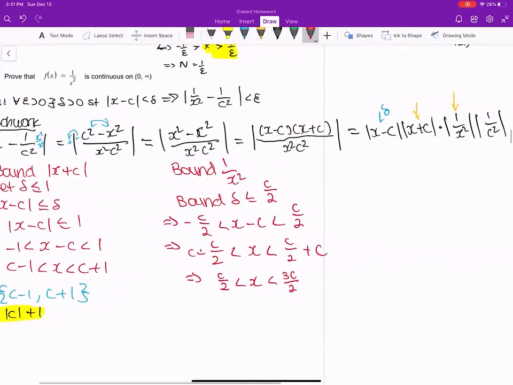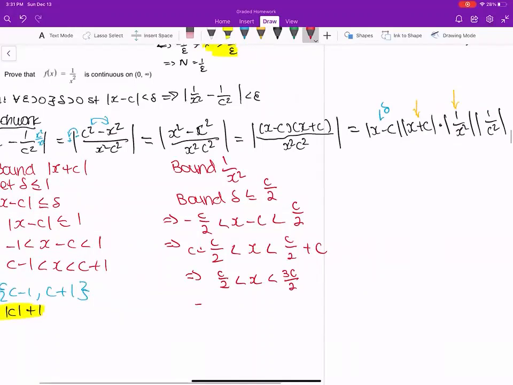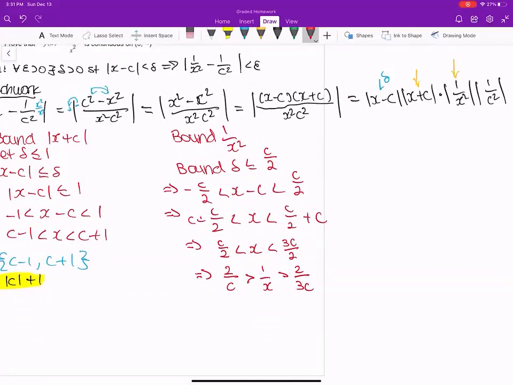Okay, but we want to bound 1 over x squared. So let's take the reciprocal. Remember that when you take a reciprocal, you have to flip the sides of the inequality. So you would get 2 over c greater than 1 over x greater than 2 over 3c. Let's square it because we want 1 over x squared. This gives us 4 over c squared greater than 1 over x squared greater than 4 over 9c squared. That's just taking the square.